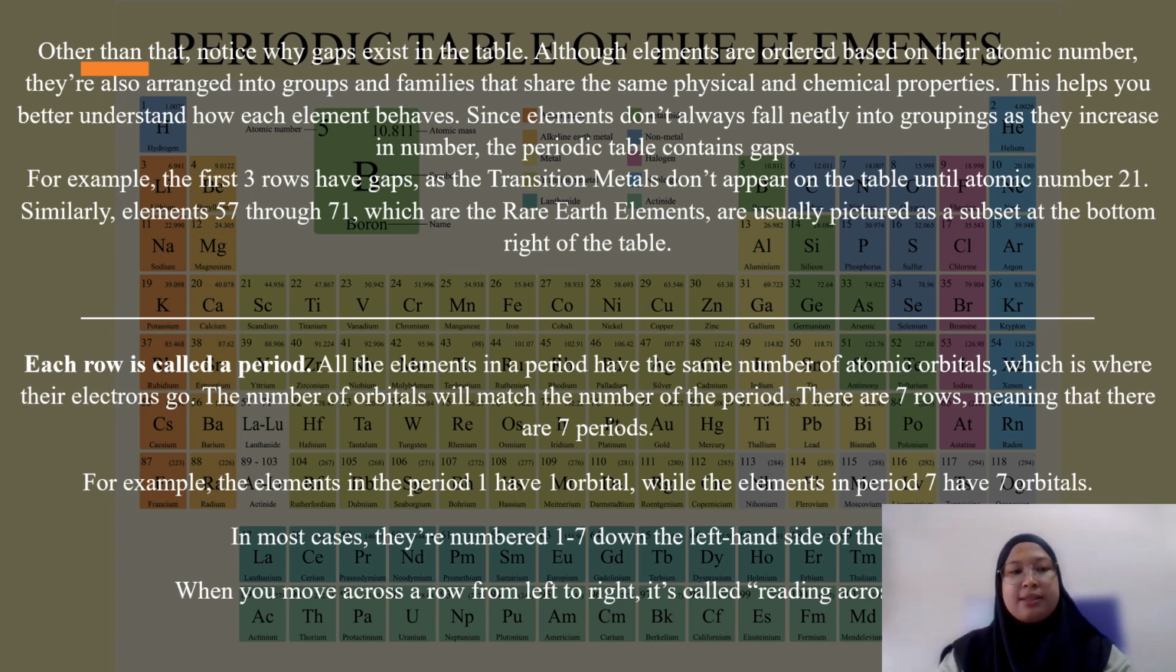The next one is that each row is called a period. All the elements in a period have the same number of atomic orbitals, which is where the electrons go. The number of orbitals will match the number of the period. There are 7 rows, meaning there are 7 periods. For example, the elements in period 1 have 1 orbital, while the elements in period 7 have 7 orbitals.